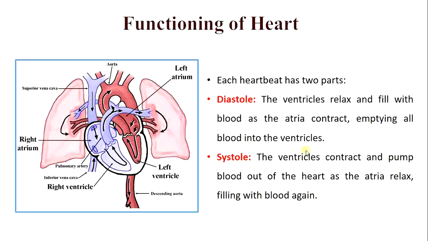So for each heartbeat, the heart contracts and it relaxes. The contraction is called systole, while the relaxation of the heart muscles is called diastole.